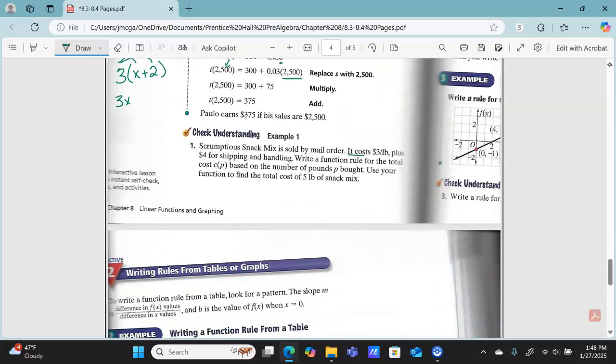The snack company sells things for $3 per pound plus $4 shipping and handling. Write a function rule C of P, and P would be pounds. So the total cost is going to be $3 per pound plus the $4 of shipping and handling. And then they want to know what is the value if I put in 5 pounds. So C of 5 is 3 times 5 plus 4. 15 plus 4 is 19.